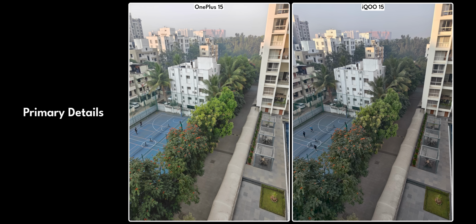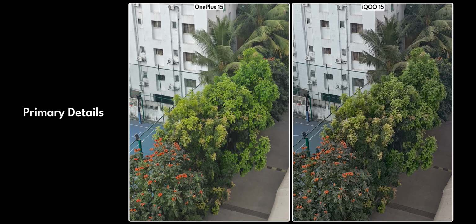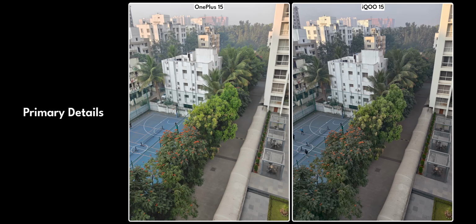With this, you can clearly see that OnePlus captures more details in the 26 megapixel samples compared to the 12.5 megapixel pixel bin samples on the iQOO 15. That said, I do like the 12.5 MP samples that I got with the iQOO 15, mainly because it doesn't overprocess any of the information and the details look very natural.